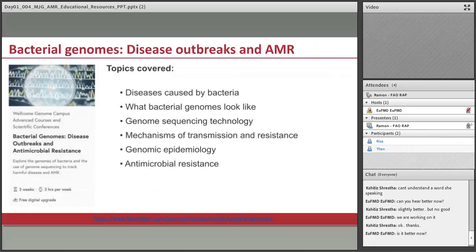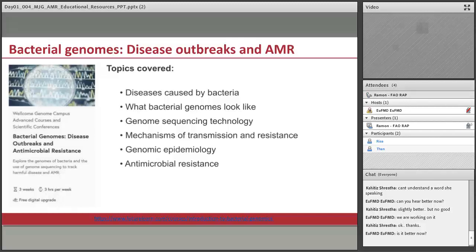And more other advanced topics: bacterial genomes, outbreaks and AMR. If you're interested in how these are understood, from the context of why this is caused by bacteria, what bacterial genomes look like, genome sequencing technology, mechanisms of transmission and resistance, genomic epidemiology, and antimicrobial resistance. The antimicrobial resistance component really talks more about the outbreaks, so you can understand what VRSA or VRE or all this is, and what's the impact of antimicrobial resistance in the context of outbreaks.